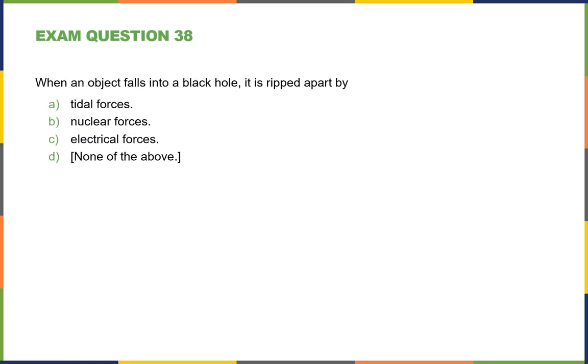And this is number 48. Apparently I didn't change the number. Or at least, well, there's 36, 38, 48. Maybe the last one's 36. When an object falls into a black hole, it is ripped apart by, what rips it apart?